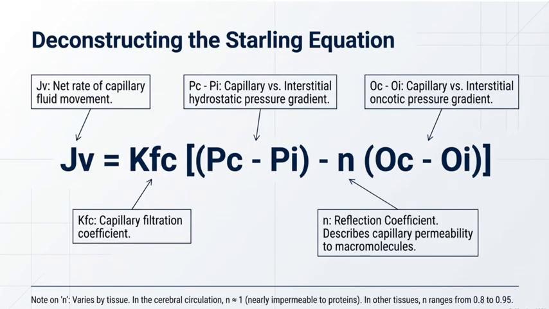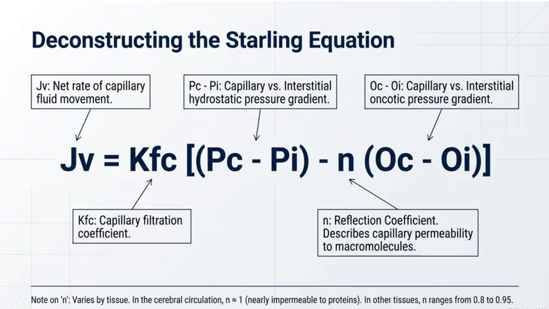So to quantify this, we use Starling's equation. Net fluid movement depends on the hydrostatic pressure gradient minus the oncotic pressure gradient. Kf represents the capillary permeability and surface area. Sigma is the reflection coefficient. It tells us how well the proteins are retained within the capillary.